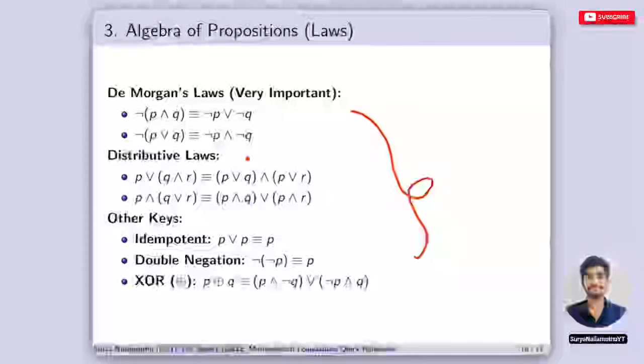For the distributive laws, P or (Q and R) is equal to (P or Q) and (P or R); this way we distribute the values by applying this law. And for P and (Q or R), applying this gives (P and Q) or (P and R), which is the other distributive law. The idempotent law means P or P is equal to P. And by applying the double negation, we get the P value. For the XOR relation, the formula is P and negation Q or negation P and Q.